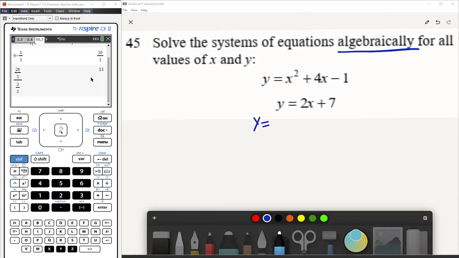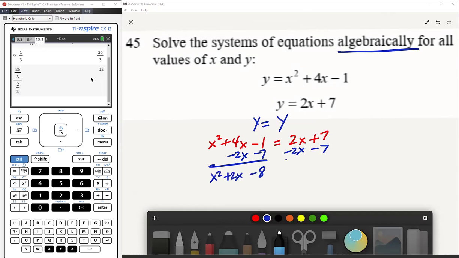If the quadratic equation and the linear equation are both equal to y, then that means they're equal to each other. So this is going to be x squared plus 4x minus 1 equals 2x plus 7. Now, we're going to use the quadratic formula for this, so we have to make this equation equal to 0. I've got to move the 2x over and the 7 over, so I use the subtraction property of equality. Over here, I'm going to have x squared plus 2x minus 8, and over here, 0, which is what we want.